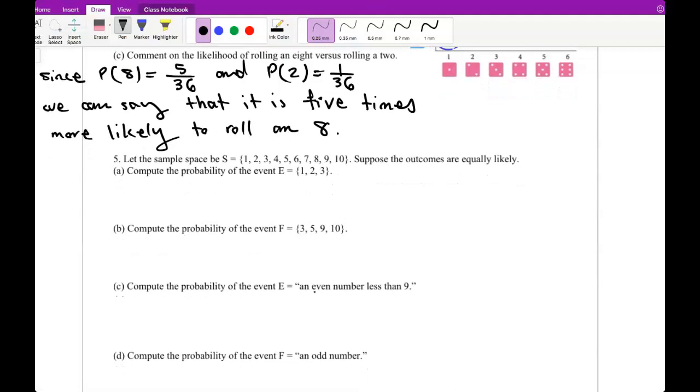Yeah, another example, number 5. Let the sample space be, so this part we have all these natural numbers up to 10. Suppose the outcomes are equally likely. Compute the probability of the event E. We only have 3 numbers, 1, 2, 3, and we should find what the probability of that event is. Obviously, the number of digits that we have here divided by the number of digits that we have in S, in the sample space. So it's 3 over 10.